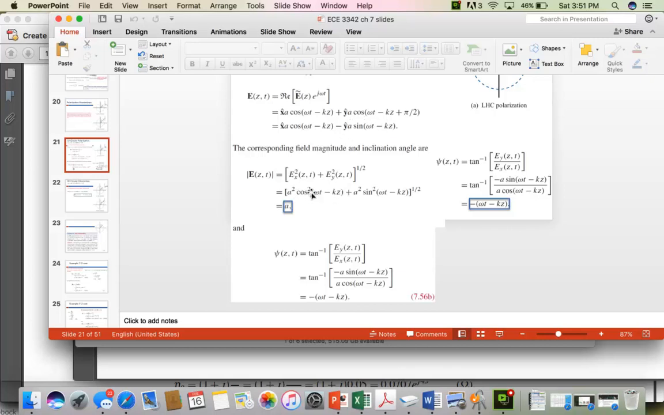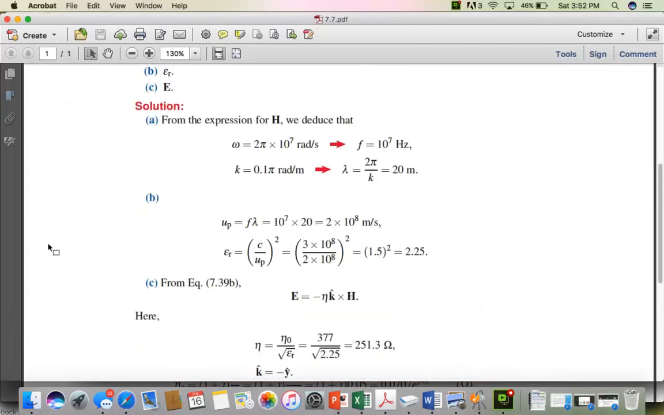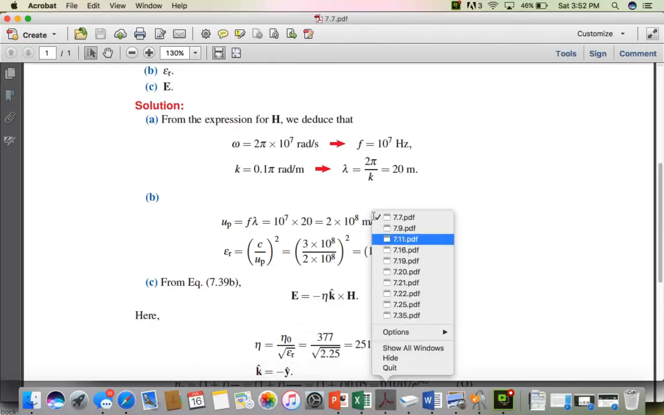And so when that's substituted in and both of these terms are squared, we can factor out the a squared, giving us a, and then the cosine squared plus the sine squared is just 1. So basically the magnitude here is a. So now let's go and look at the two homework problems. Sorry, this is not the right one. Let me look first. We'll look at number 9.